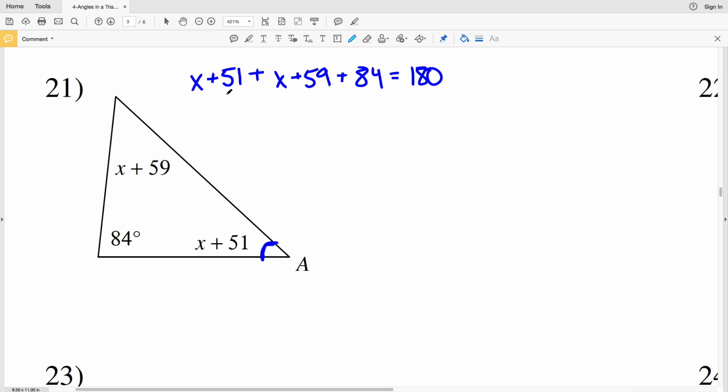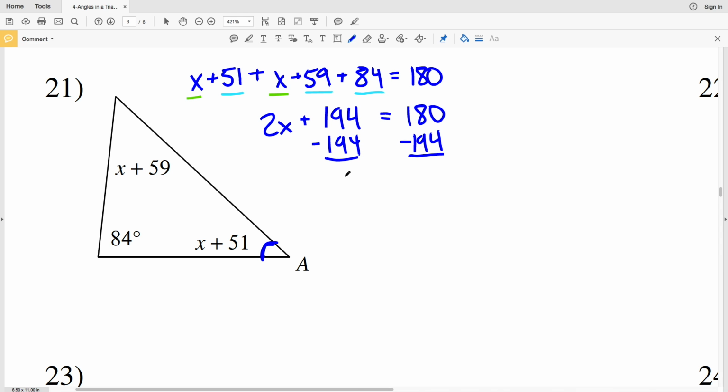Now I'm going to combine like terms. I'm going to combine 51, 59, and 84 together, and I'm also going to combine x and x. So x plus x is 2x, and we're adding that to 51 plus 59 plus 84, which equals 194. So 2x plus 194 equals 180. So I'll subtract 194 from both sides. That'll give me that 2x equals negative 14. Knowing that 2x equals negative 14, I can divide by 2 to get that 1x, or x, is equal to negative 7.